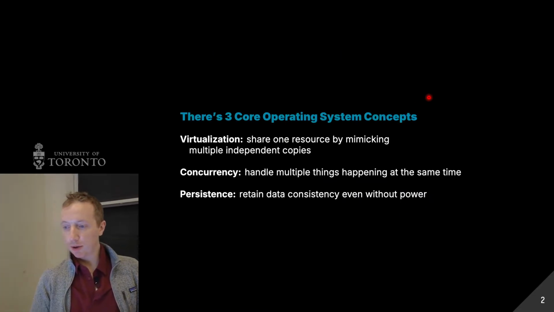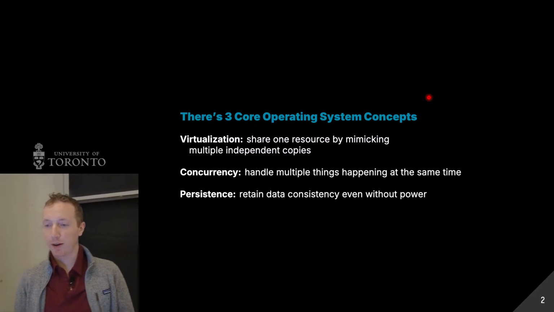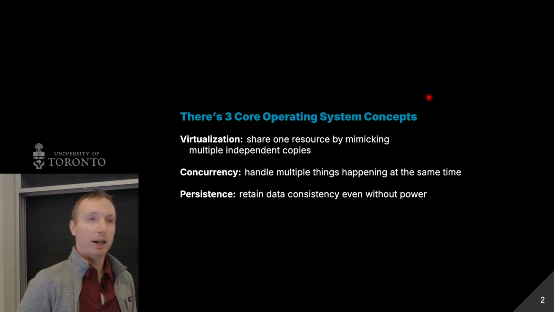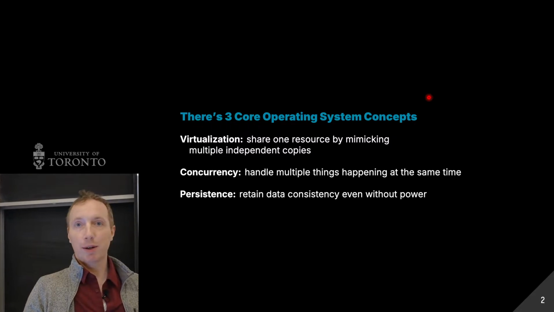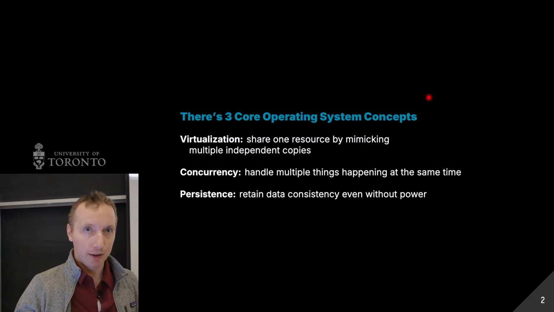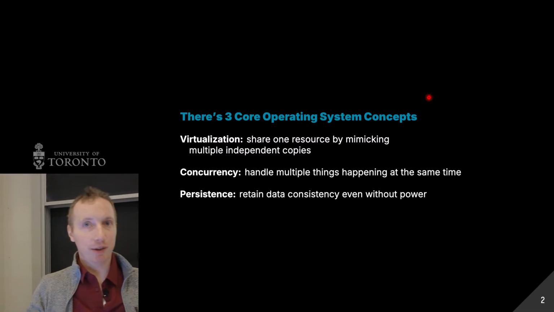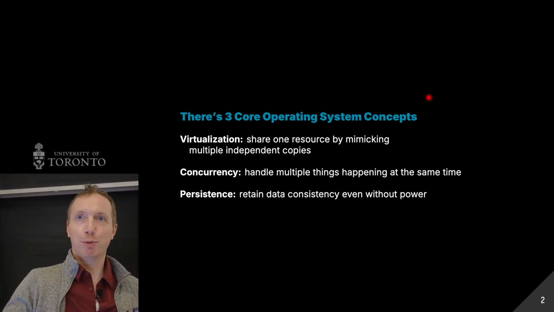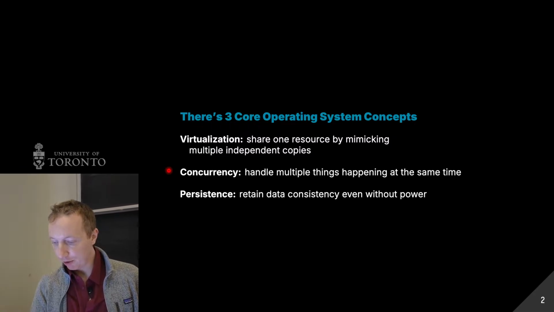So there's three core operating concepts we visited during all of our adventure together. First one was virtualization. Share one resource by mimicking it, aka it has multiple independent copies. We did that with virtual registers for threads. We did that with virtual memory for processes. We did that with virtual machines for virtual machines. So we virtualized everything.